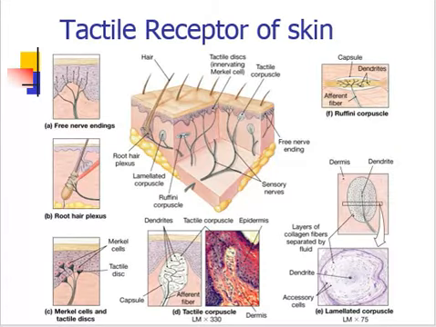First of all, you have to know where exactly sensation is produced. It is produced in the receptors of the skin. The different types of receptors are free nerve endings, root hair plexus, Merkel cells, tactile corpuscles, laminated corpuscles, and Ruffini corpuscles. So these are the receptors.